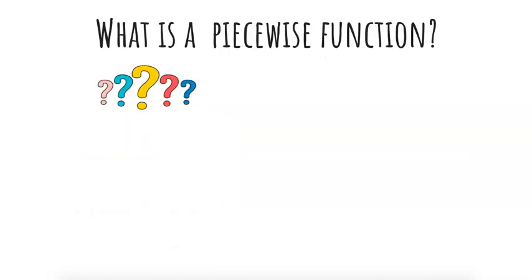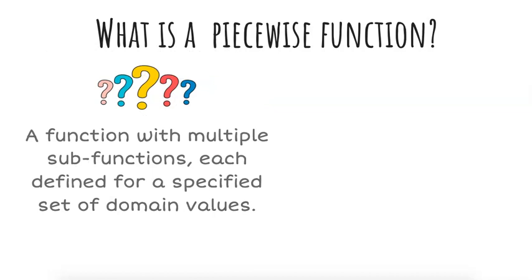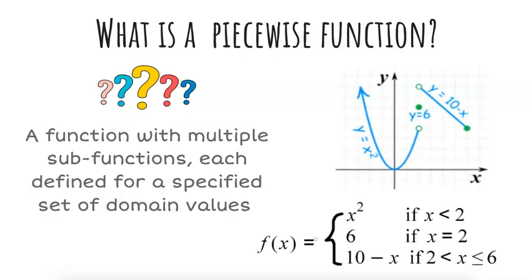So what is a piecewise function? It's a function with multiple subfunctions, each defined for a specified set of domain values. Here is an example of a graph and equation that represent the same piecewise function. Notice graphically there are three parts: a parabola, a single point, and a line. Similarly, algebraically, we see three function types listed that correspond to each section of the graph: a quadratic, a constant, and a linear function.